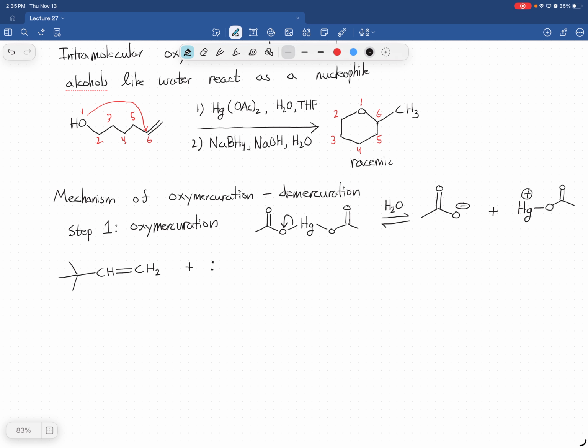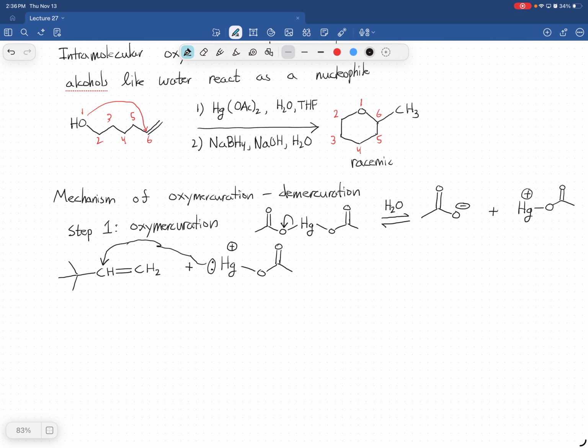So mercury is still going to have some valence electrons, so its valence electrons are going to add into the double bond. All right, so stick with me here. This lone pair, I'm going to circle it. It's going to come in and attack, oops, sorry, it's going to attack this carbon.